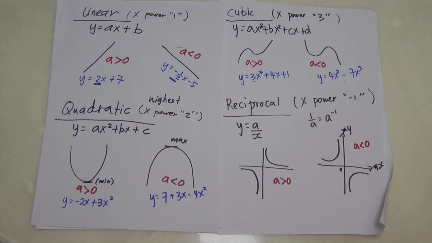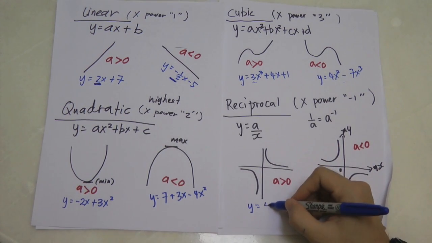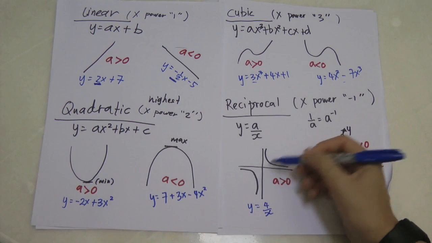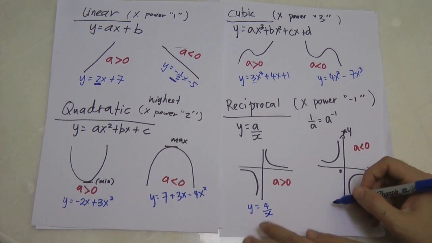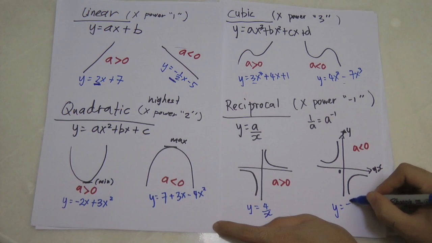So for example, I can give you some examples. Let's say you have y equals 4 over x, then your graph will look like this, because this is what we call a positive graph. And if A is negative, the graph will be, for example, negative 24 over x.